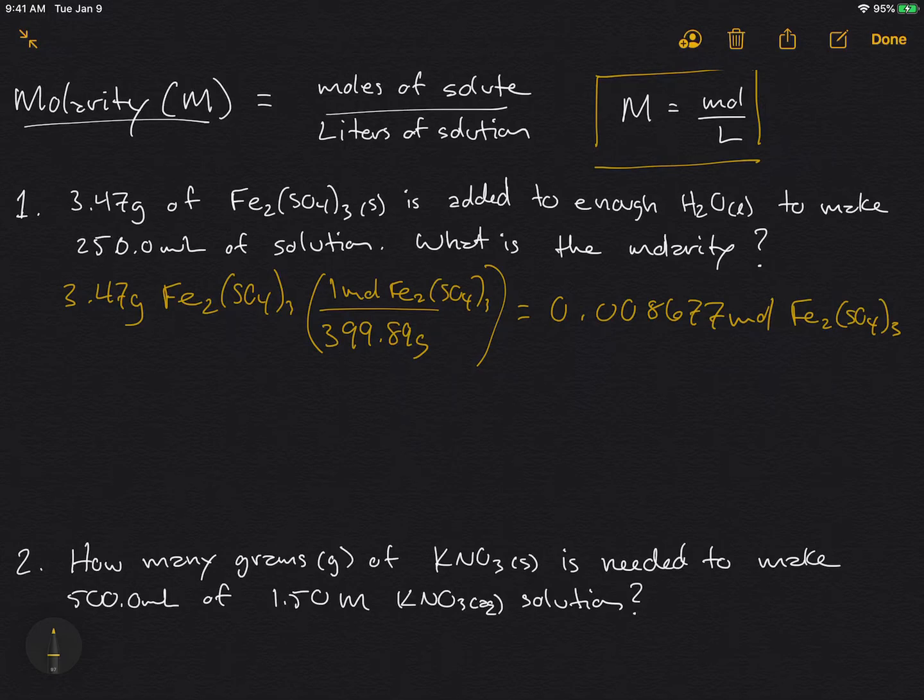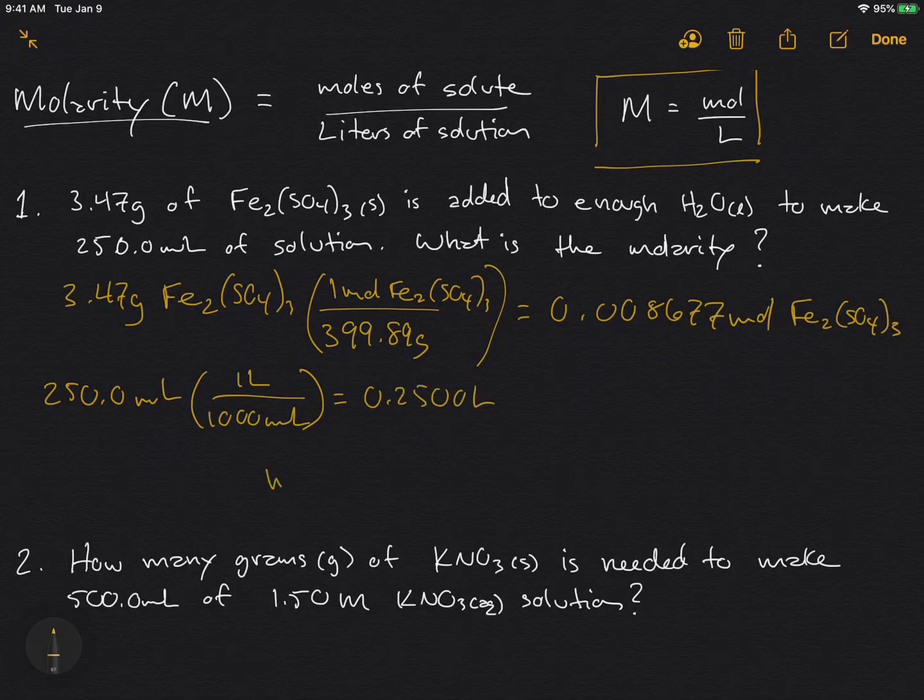And now we just want to make sure that our milliliters get converted to liters. And you can usually do this in your head just by moving the decimal place over 3 to the left. But I'll show it explicitly here. Divide by 1,000 milliliters. Make sure you use your unit conversion method, and you get 0.25 liters.